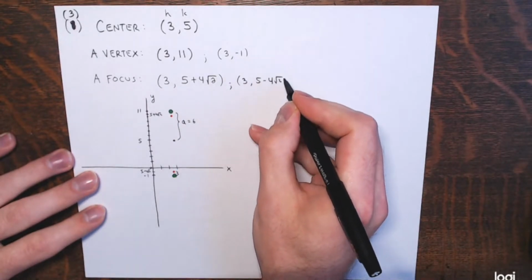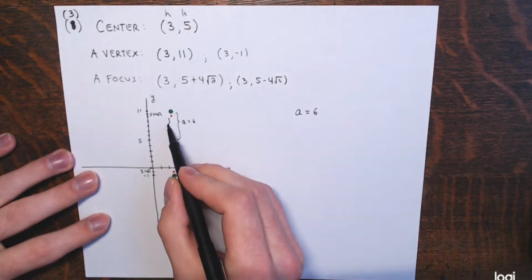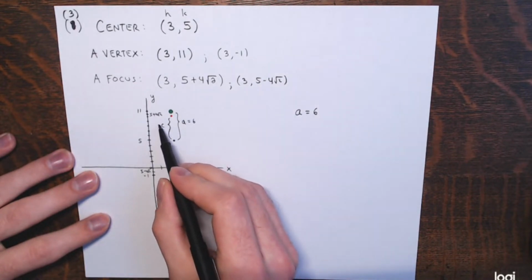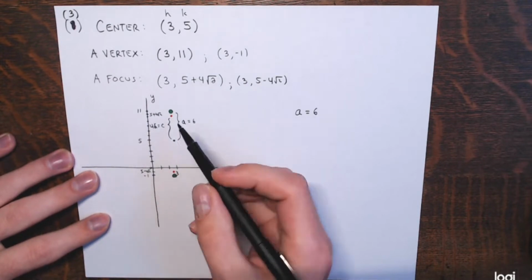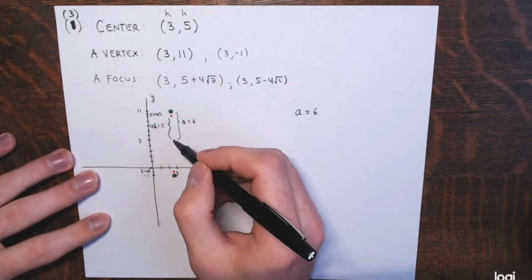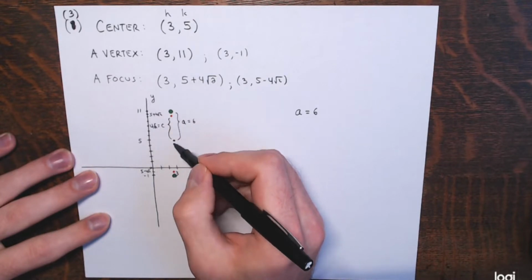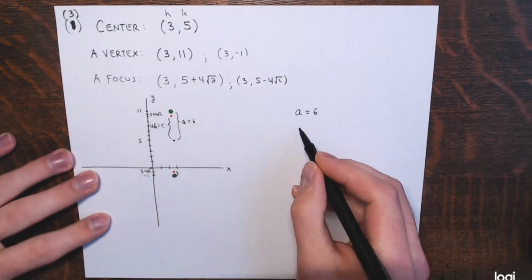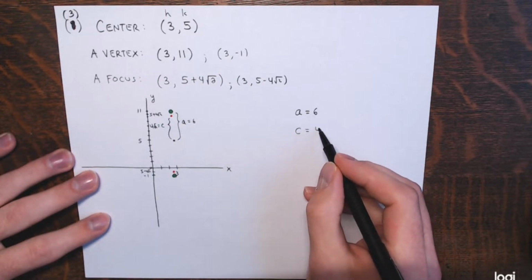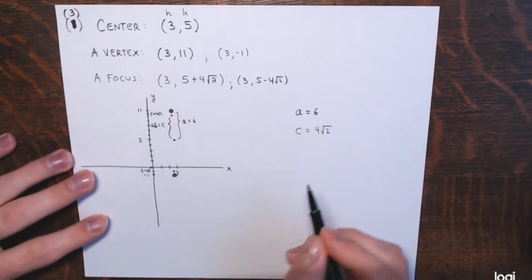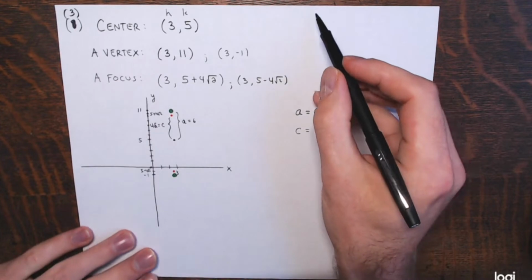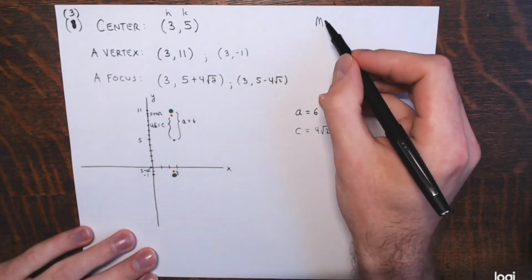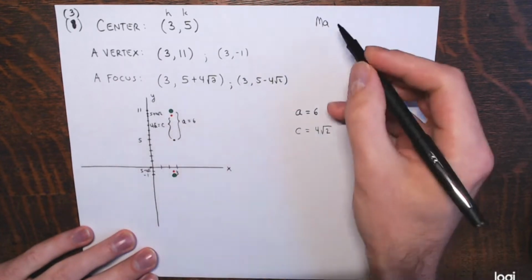But the value of c then is 4 root 2. That's the square root of 32. 4 root 2 gets added and subtracted from the y-coordinate of the center to get to the foci. So the distance from the center to a focus is 4 root 2. Once again, I have a, I have c. The major axis is vertical again. The vertices and foci are all on this vertical line.